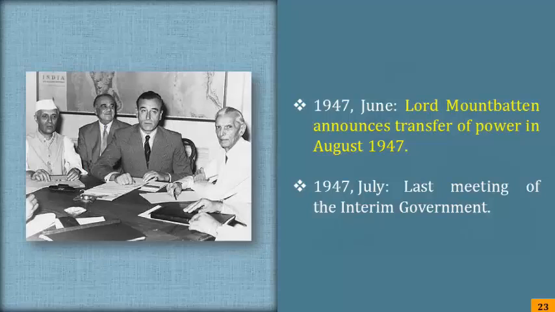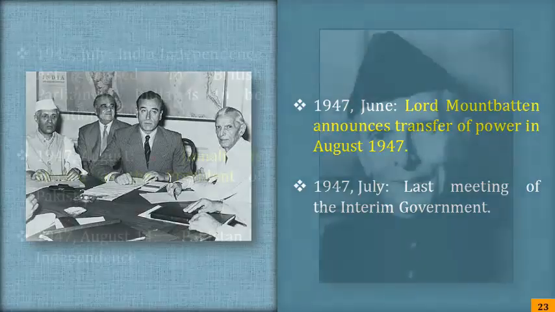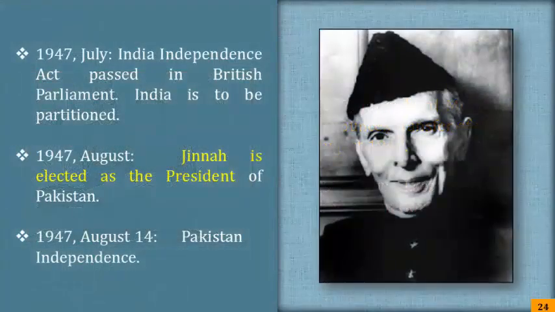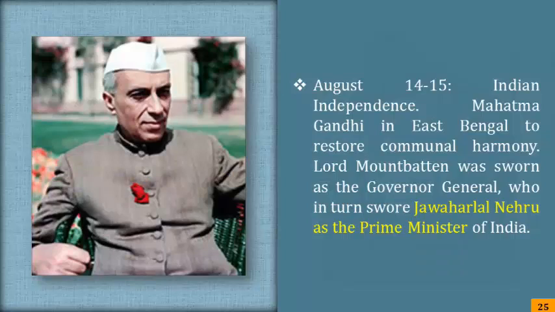1947 June. Lord Mountbatten announces transfer of powers in August 1947. 1947 July. Last meeting of the interim government. 1947 July. India Independence Act passed in British Parliament. India is to be partitioned. 1947 August. Jinnah is elected as the President of Pakistan. 1947 August 14th. Pakistan Independence. August 14th, 15th. Indian Independence.